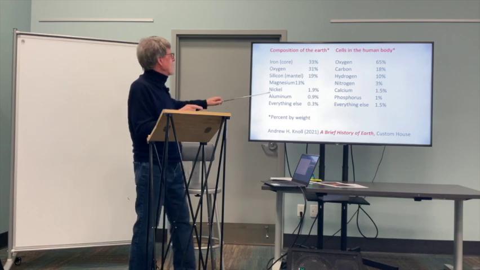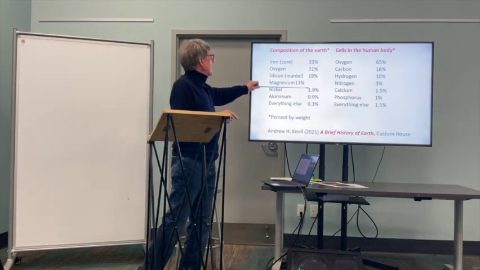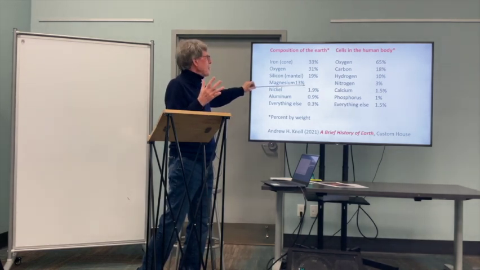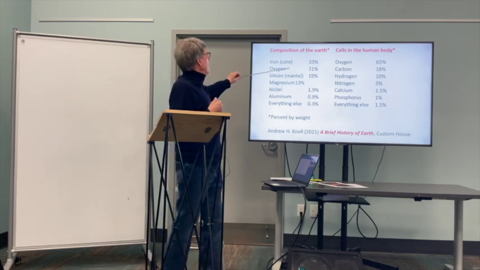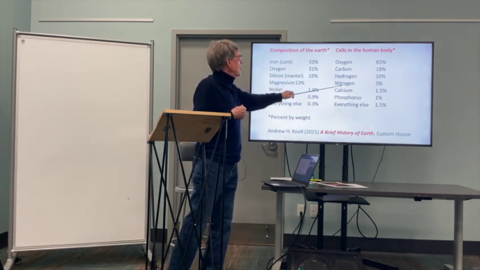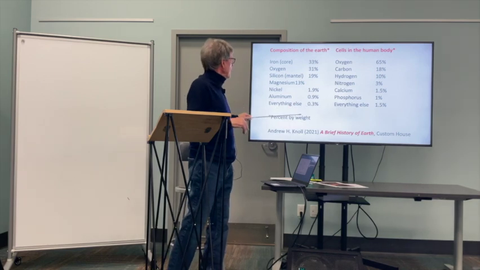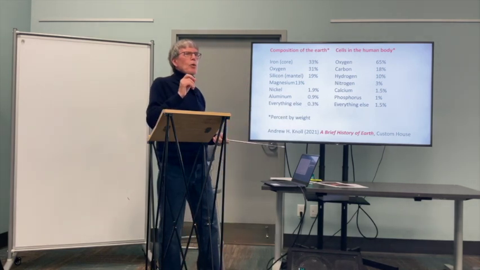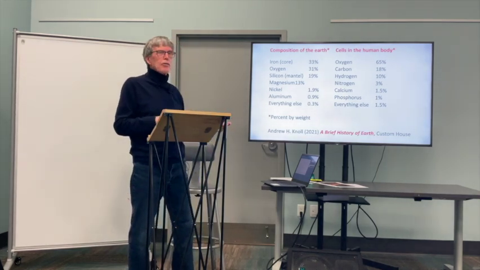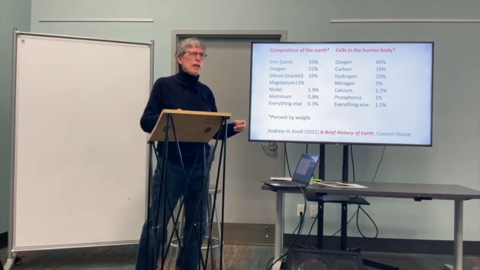Composition of the Earth and the cells in the human body. Isn't it really striking that the composition of the Earth, well over 95% of it, is just four elements: iron in the core, oxygen, silicon, the mantle, magnesium. That's really impressive, and it's very, very different than us. Now, both of us, oxygen 31% here, 65% in our body, but where's the carbon, hydrogen, nitrogen, calcium, phosphorus, and all the other life elements? We're well under 0.01% of the composition of the Earth. So it may be dust to dust, but we're talking about a different kind of dust, aren't we?